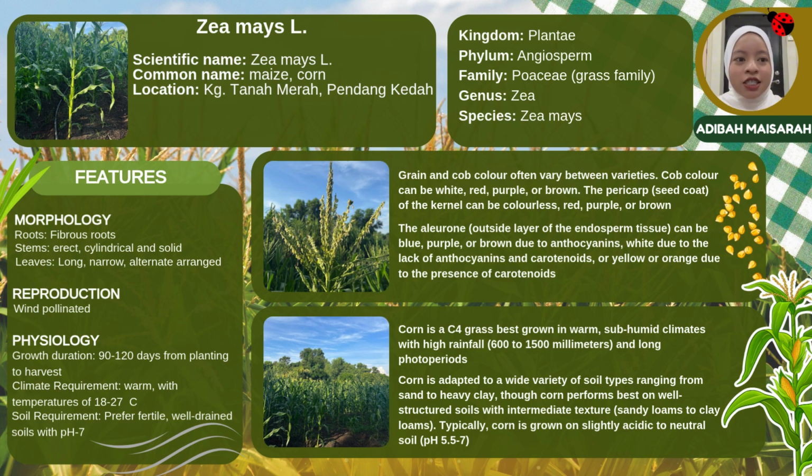Corn is a C4 grass best grown in warm, sub-humid climates with high rainfall, which is 600 to 1,500 millimeters, and long photoperiods. Corn is adapted to a wide variety of soil types, ranging from sand to heavy clay, though corn performs best on well-structured soil with intermediate texture, which is sandy loams to clay loams. Typically, corn is grown on slightly acidic to neutral soil, which is pH 5.5 to 7.